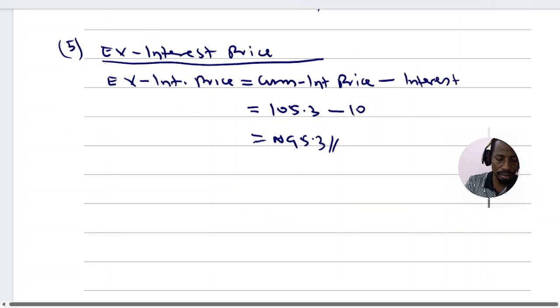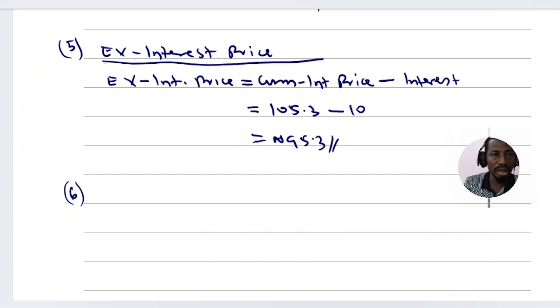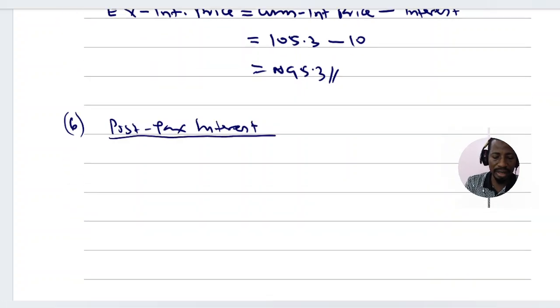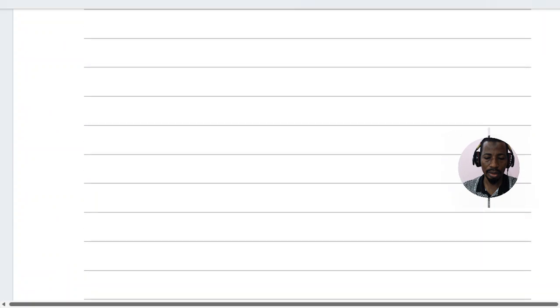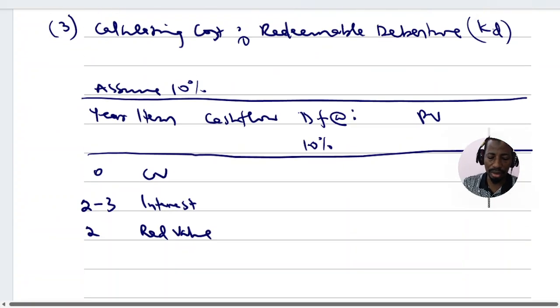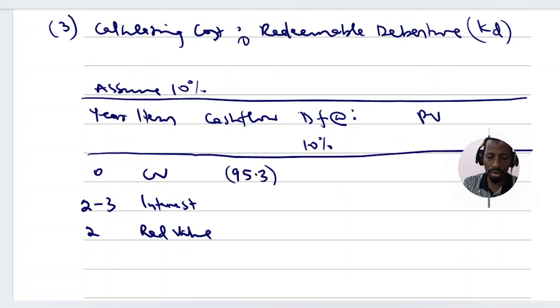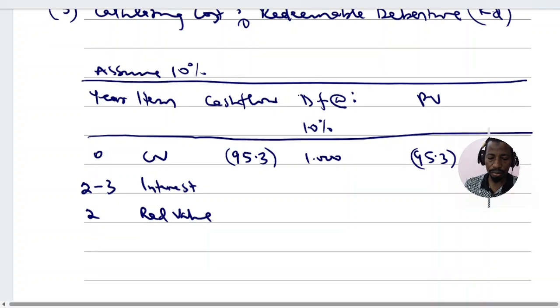Then working number 6. According to the question, there is tax, so we need to calculate post-tax interest. So to get the post-tax interest will be calculated as interest multiplied by 1 minus tax rate. So interest is 10%, tax rate is 40%. 1 minus 40% will give us 0.60. So here will be equal to 6. So at that point, let's go ahead and complete. So the current value of the debenture is 95.3. That's the X-int price. So let's complete our table.